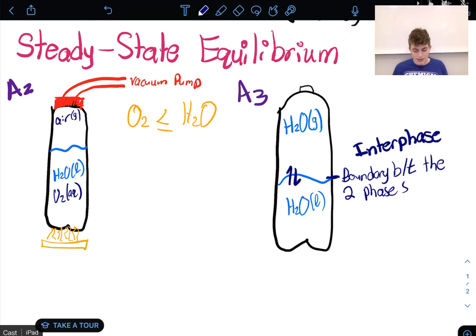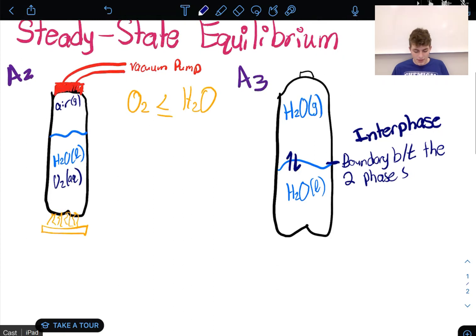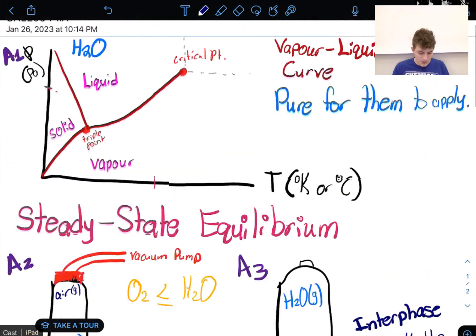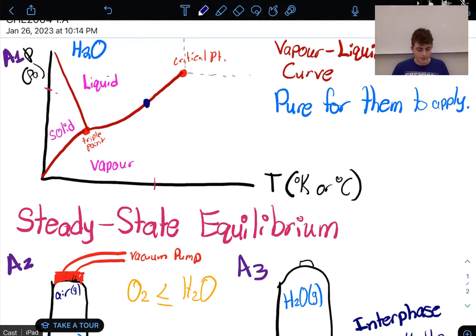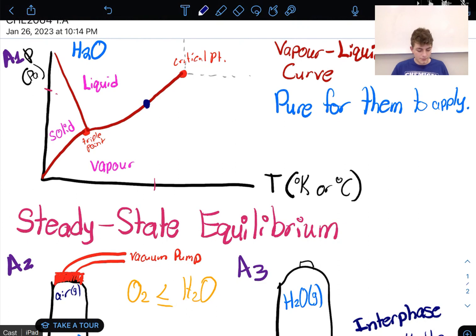In this container, we're saying it's isolated from the outside world, therefore we can create an internal pressure and temperature. We already have the liquid and the gas, and we know that at the interface it's already on this line, because there is that liquid-vapor equilibrium taking place, which means that the temperature and the pressure match up with what's on this line.